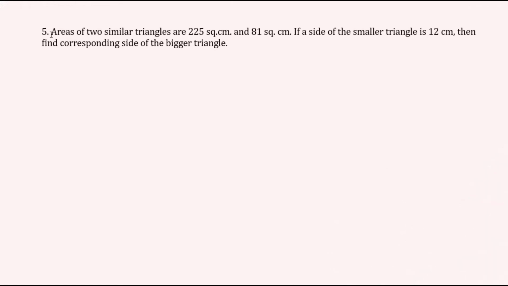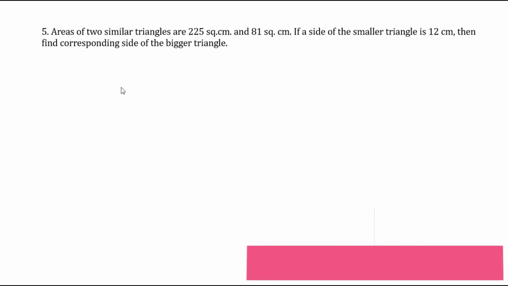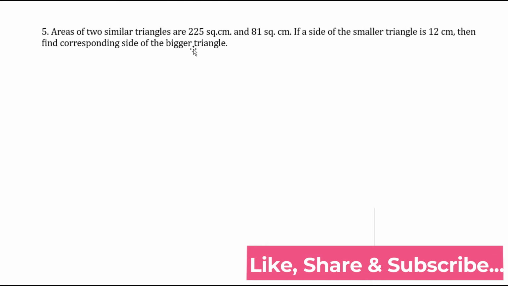Example 5. Areas of two similar triangles are 225 square centimeter and 81 square centimeter. If the side of the smaller triangle is 12 centimeter, then find the corresponding side of the bigger triangle. Okay, this is the question.